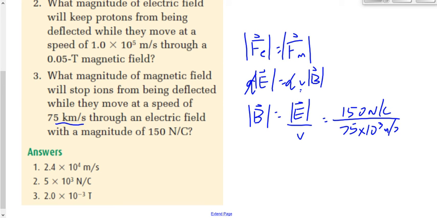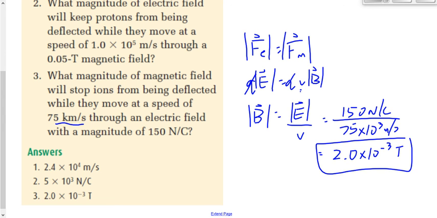Why did I times it by 1,000 rather than divide it by 3.6? I already had seconds on the bottom, so I only have to convert kilometers to meters here. When I do that, it gives me 2.0 times 10 to the negative 3, which is a reasonable magnetic field, right? Usually a bar magnet is in that 10 to the minus 2 range. The Earth's magnetic field is 10 to the minus 5. The MRI is 10 to the positive 1. So 10 to the minus 3 is in that range where it could be.